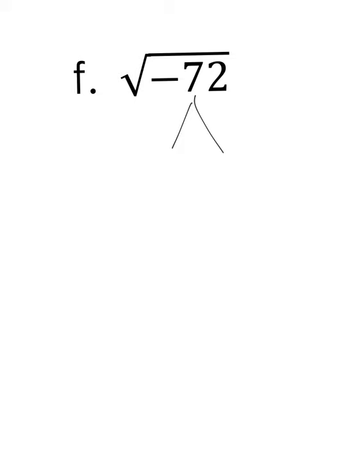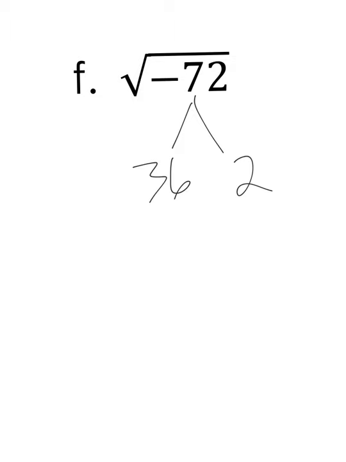Again, like what's 1 squared? That's 1. What's 2 squared? That's 4. 3 squared? That's 9. 4 squared? That's 16. 5 squared, 25. 6 squared, 36. 36 goes into 72. 72 is 36 times 2.